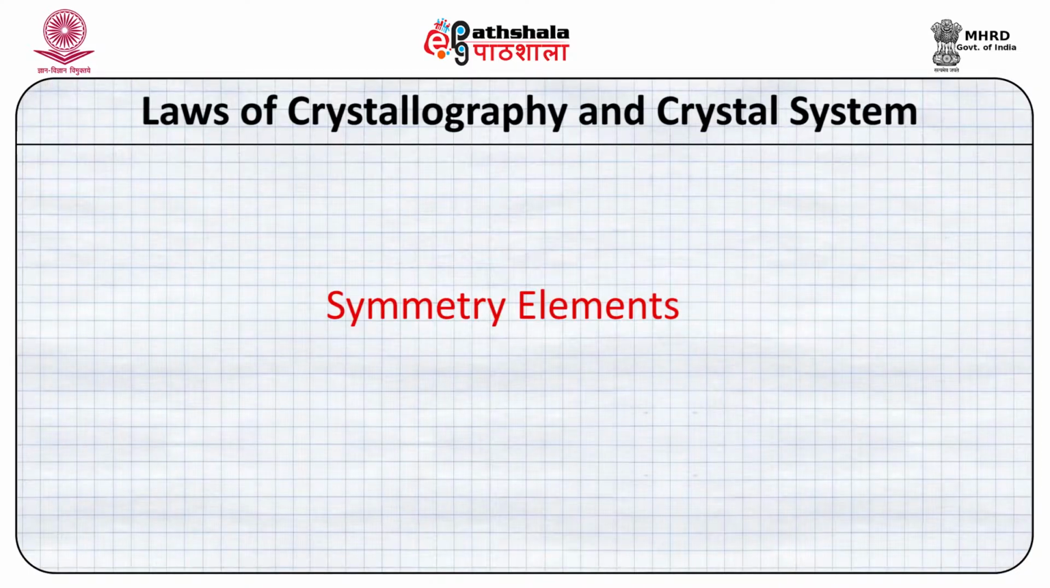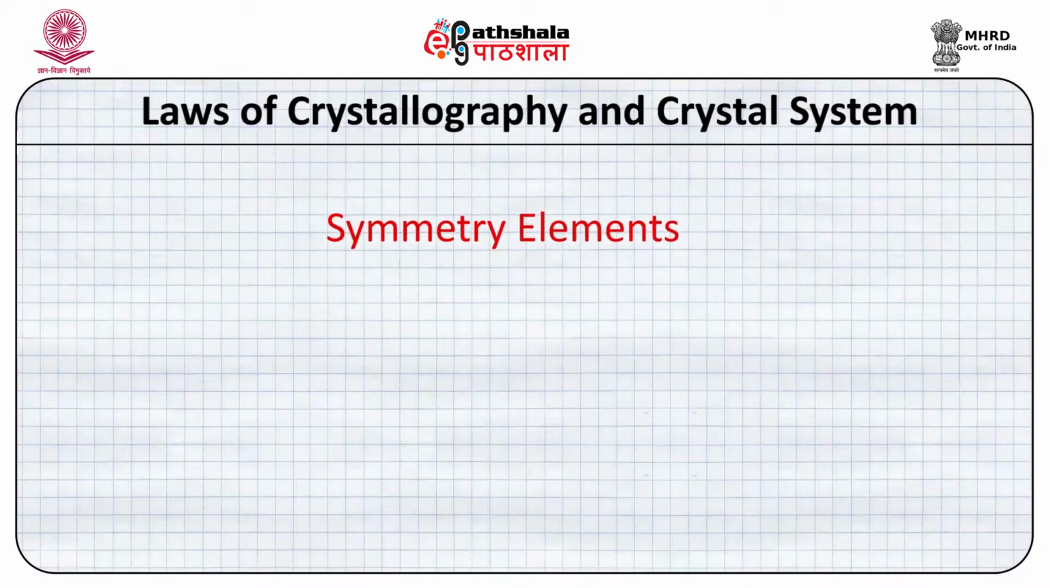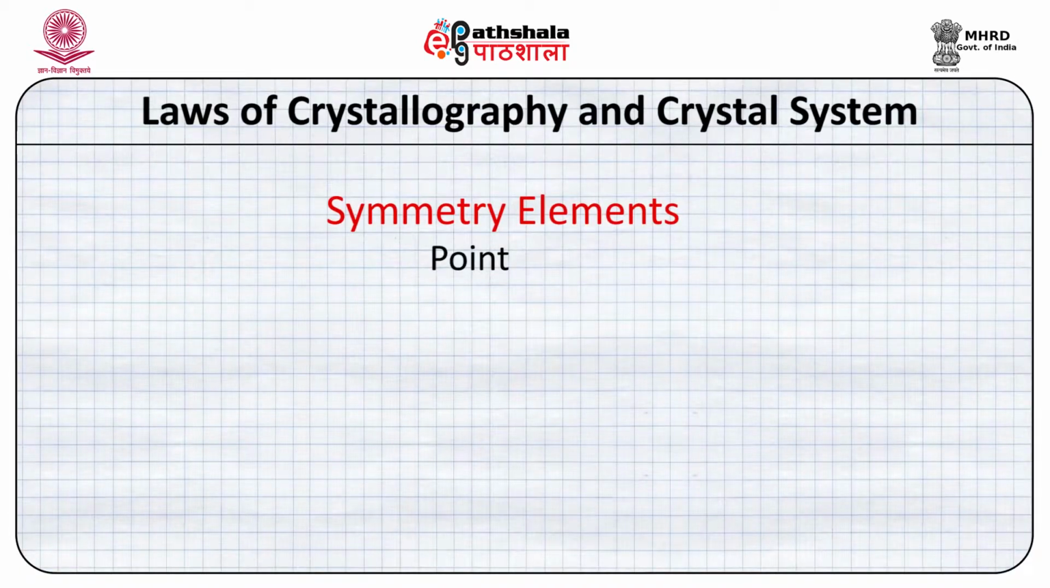Now we will discuss the symmetry elements, which will help us define the geometric operations that describe the symmetry inherent in a crystal. So we have three symmetry elements basically. We have symmetry with respect to a point, symmetry with respect to an axis, and symmetry with respect to a plane. So I will explain the three symmetry elements first.